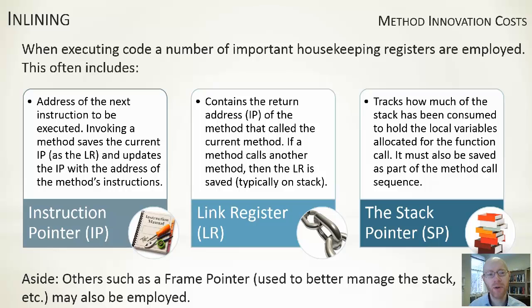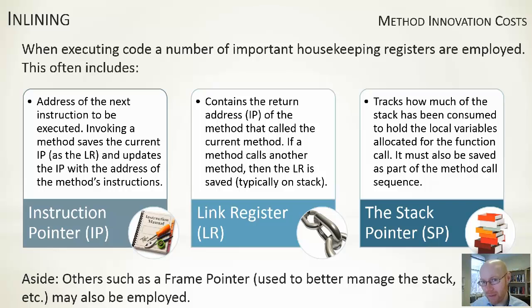So when executing code, a number of important housekeeping registers are employed. So these are things that keep track of how we are executing, enable us to execute it safely. So you can see three of them here. One's the instruction pointer. So the instruction pointer points to a bit in memory that tells us the location of the next instruction that needs to be executed. So it's the address of the next instruction to be executed, invoking a method.